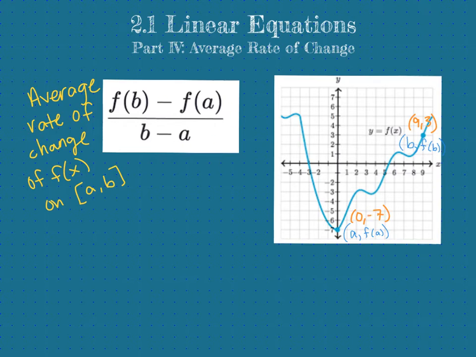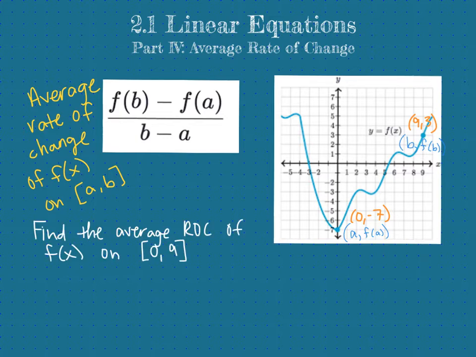All right, so let's find the average rate of change over a to b, which is the interval from 0 to 9. That's our a and our b. Okay, so finding the average rate of change of f of x from 0 to 9. So let's use our formula. So the average rate of change would be f of 9, since that's our b value, minus f of 0. 0 is the a value, so that's our y values being subtracted, divided by our b minus a.